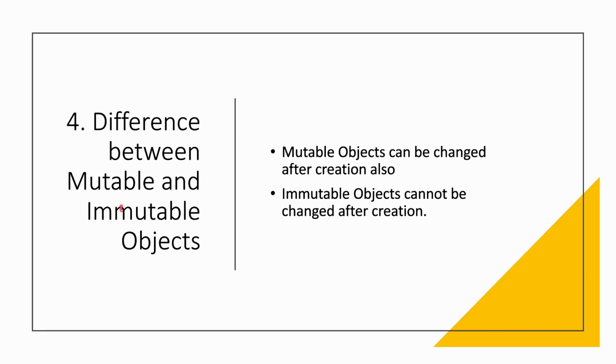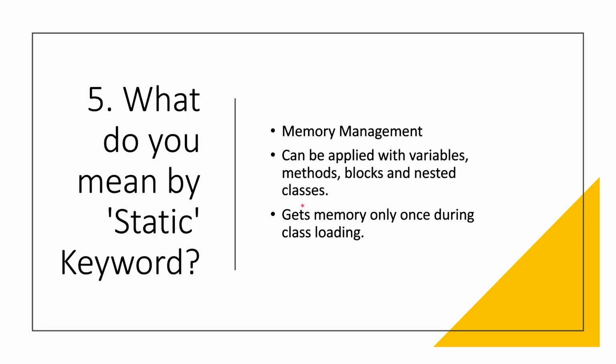Next question, difference between mutable and immutable objects. So mutable objects can be changed after creation. Immutable objects cannot be changed after creation. Okay. What is mutable? You can change the object after creation, but for immutable you cannot change. So String is immutable, remember this.